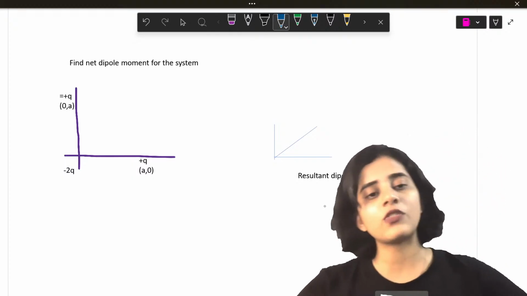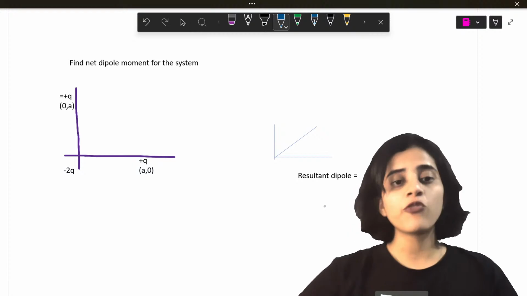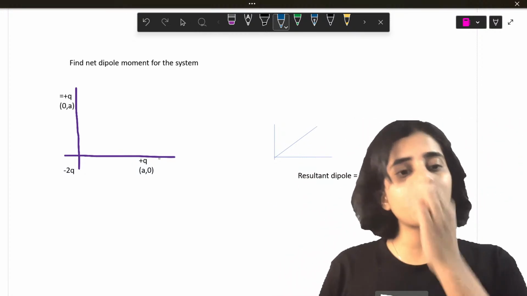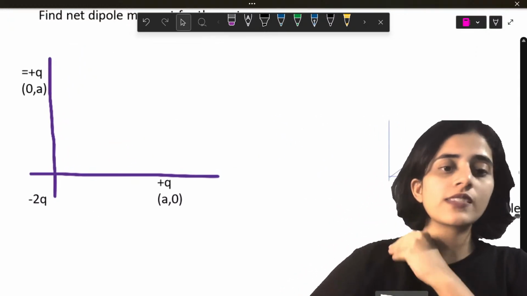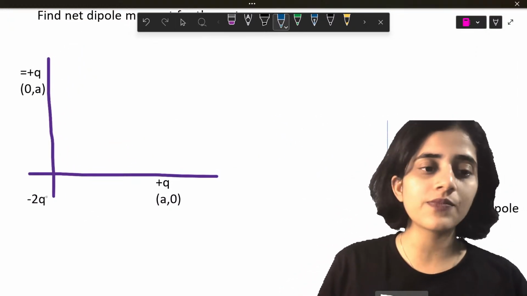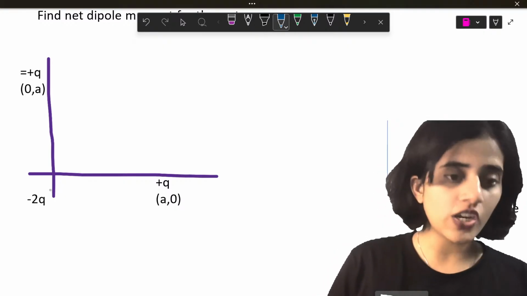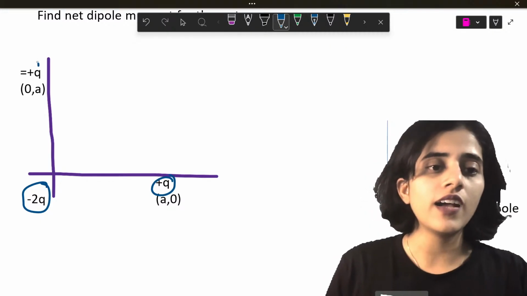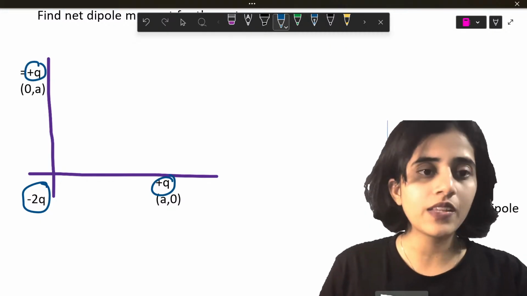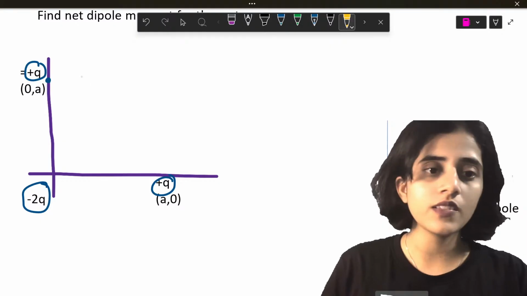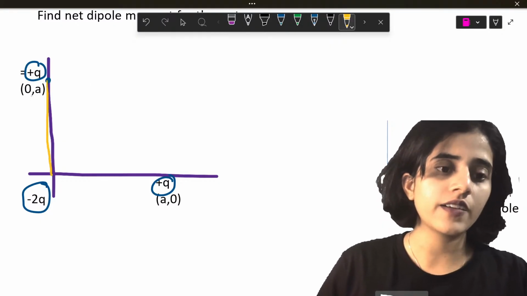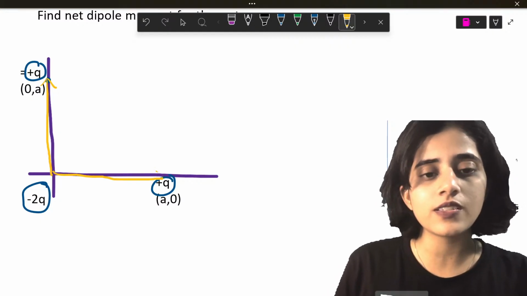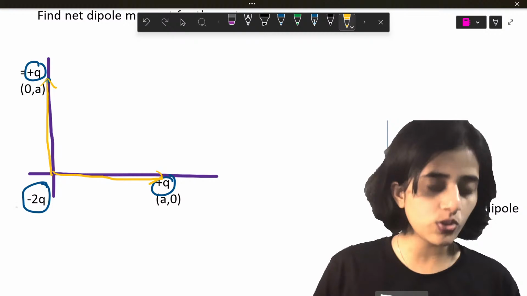Okay. Now I'll give you another question. The question is, find the net dipole moment of the system. Now, what is the system? The system has a charge of minus 2q here, another charge of plus q here, another charge of plus q here. The dipole moment is always from negative to positive. So here also it is like this. These are the two dipoles.